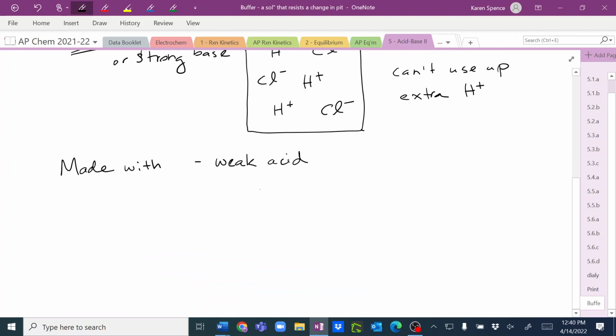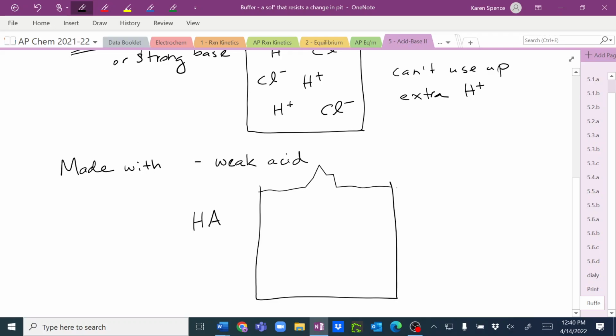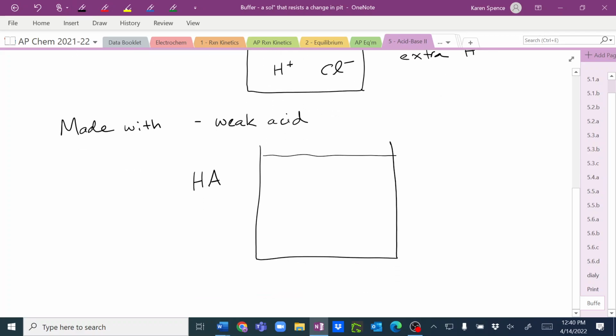So if I had a weak acid, HA, okay, I did not do that. Like the pen has got a mind of its own. So anyway, it would look like this: HA, HA, HA. Okay, because mostly weak acids are what? Undissociated.